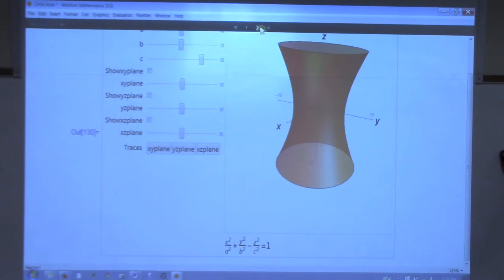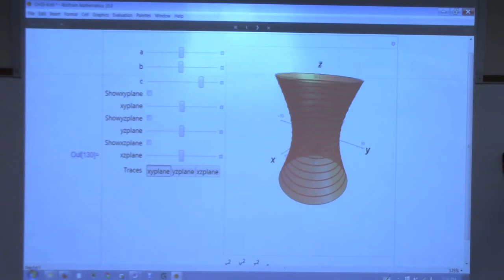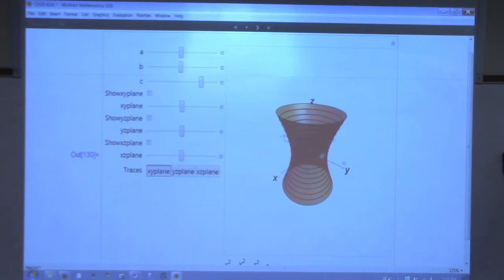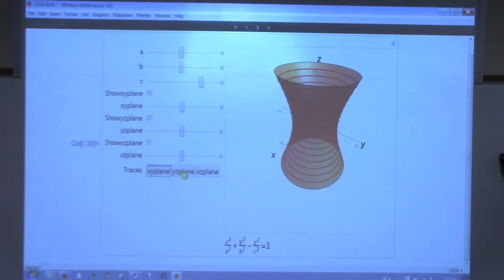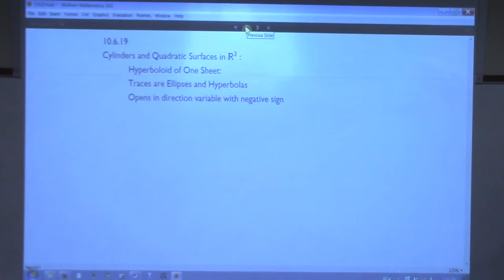If z was 0, it'd be an ellipse. Yes, you're talking about those slices right there. You slice it that way, they're ellipses, and sometimes circles, if A and B are the same. And then the other slice this way gives hyperbolas. But they call this a what? Not an elliptic hyperbola, a hyperboloid of 1 sheet.